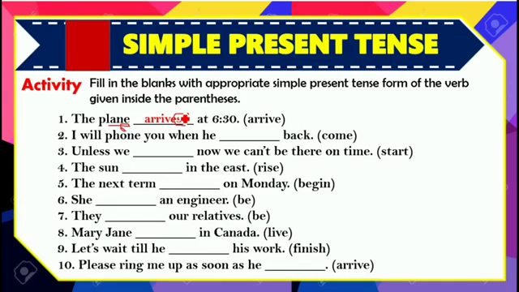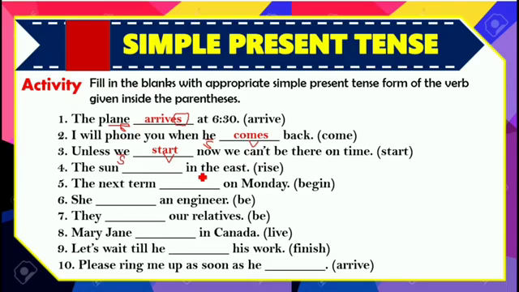Number 2, I will phone you when he blank back. So what's the answer? I will phone you when he comes back. So he is the subject. Number 3, unless we blank now, we can't be there on time. What's the answer? Unless we start now, we can't be there on time. So we is our subject, which is plural, so we need a plural verb also.